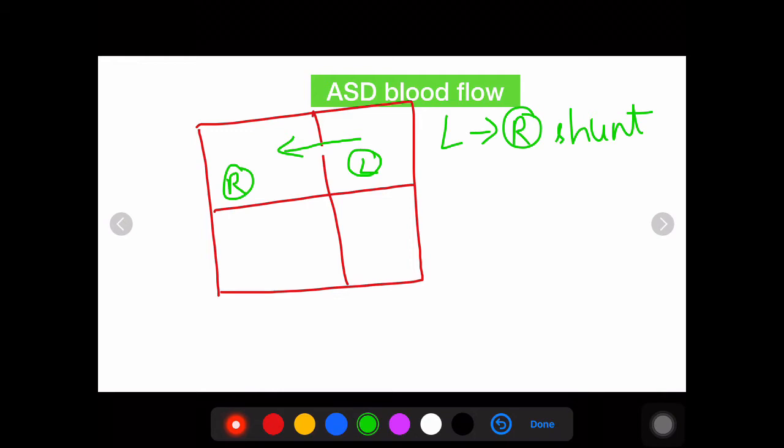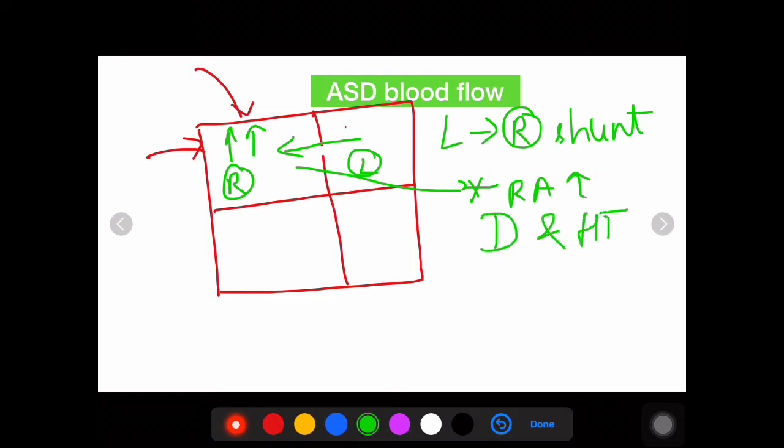After this shunt, the volume of the blood present in the right side is very high. The right side is already receiving blood from the SVC and also the IVC, so it's technically receiving two bloods, the blood from here too. And that is what causes the increased blood volume. This increased blood volume is very important because it is going to cause the right atrium to increase in size, that is, it undergoes dilatation and hypertrophy.